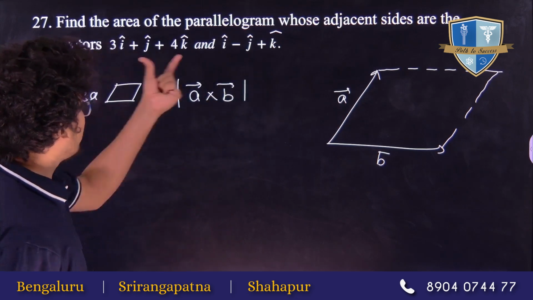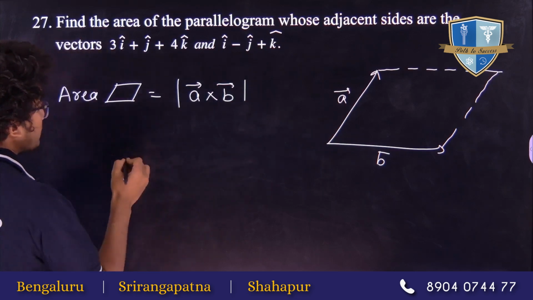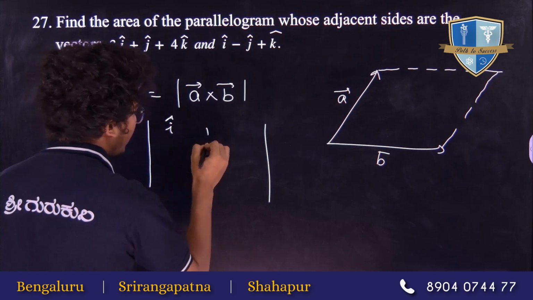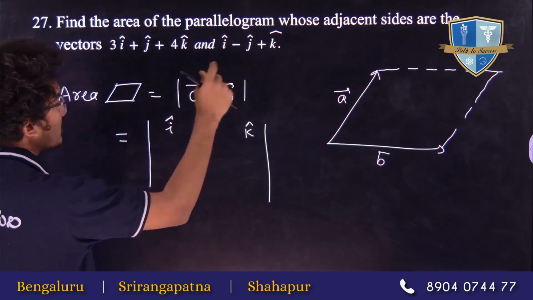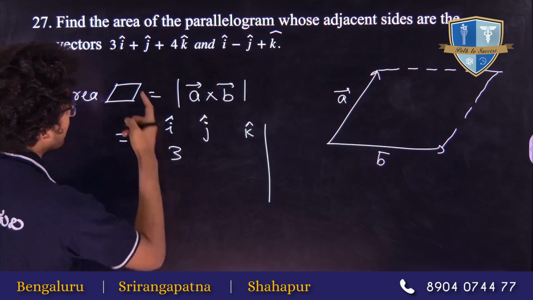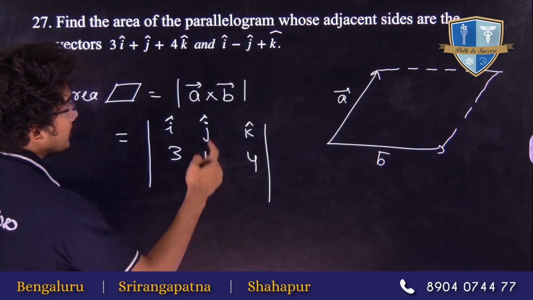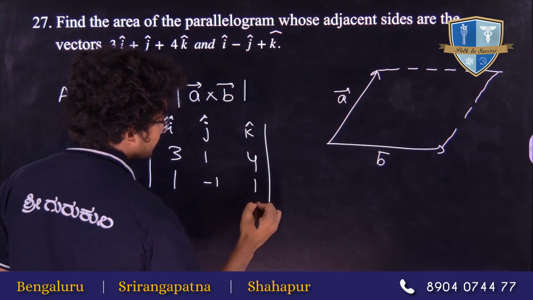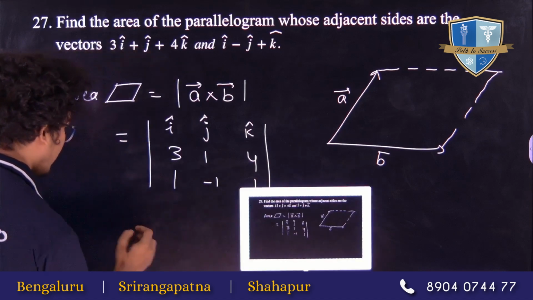So we have both the vectors. We'll just do the cross product and we'll find the area of this parallelogram. So the cross product, how will we do it? i cap, j cap, k cap, and we will write all these constants. So 3i, 1j and 4k, 1i, minus j and plus k. Correct? Now we will solve this determinant to find the area of the parallelogram.